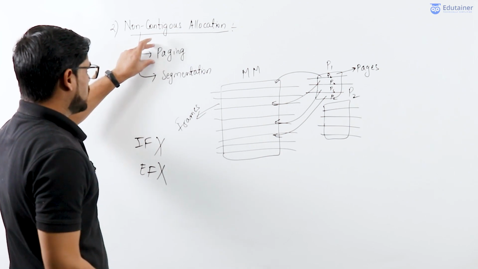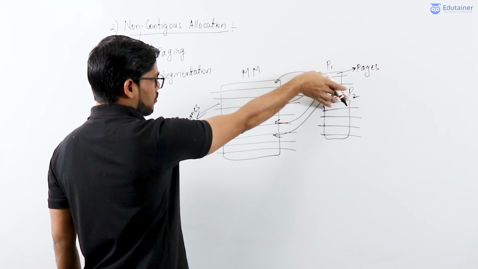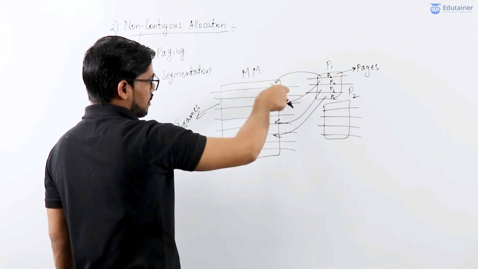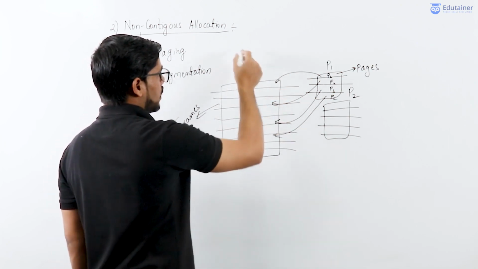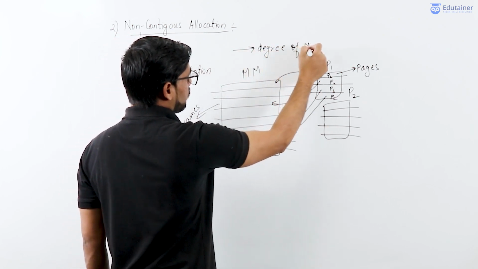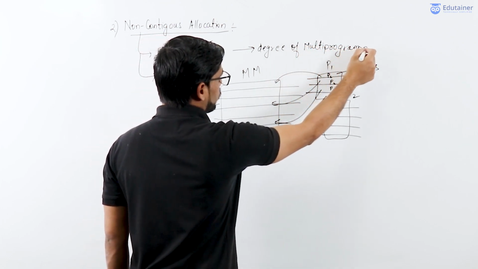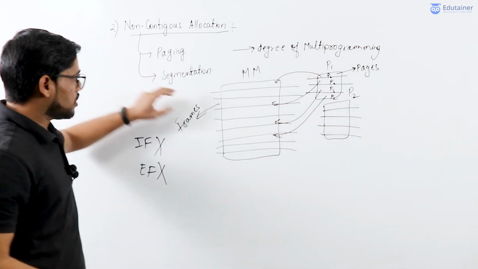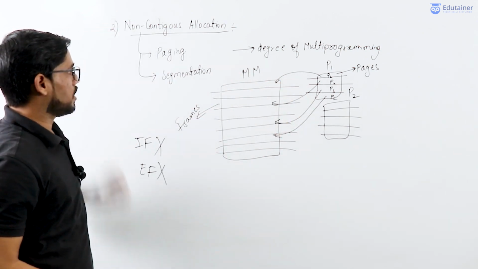Now, what about paging and segmentation? Paging means the process is divided into pages, and each page has to be allocated in a different location of main memory. Based on this we can also increase the degree of multi-programming, and if the degree of multi-programming is increased, that means the efficiency of the CPU is also increased. So the division of main memory into frames and the process into pages is generally the concept behind non-contiguous allocation.